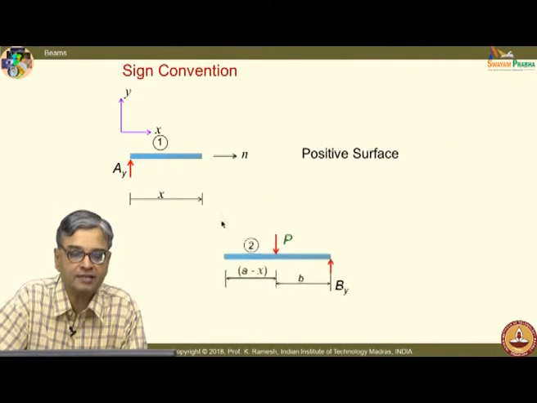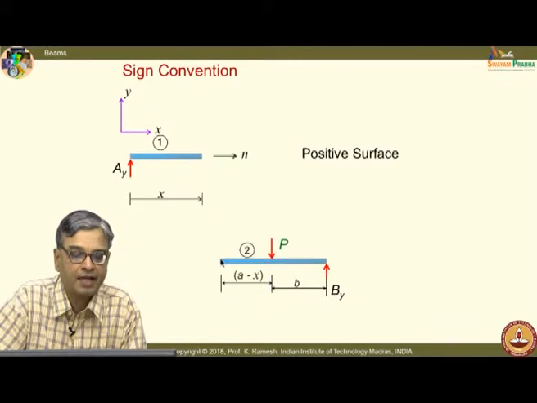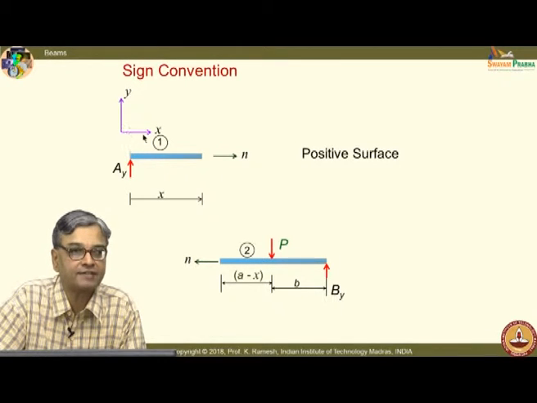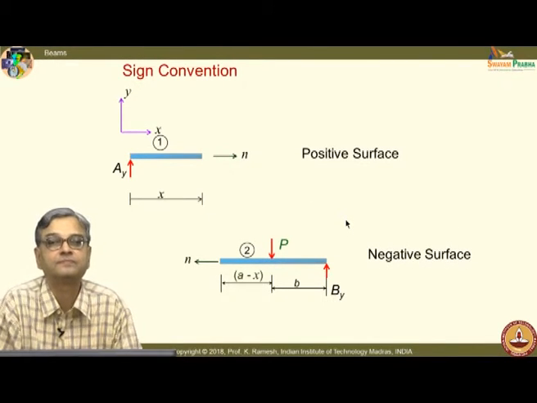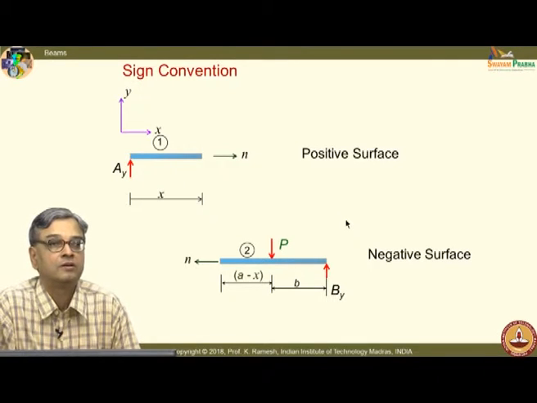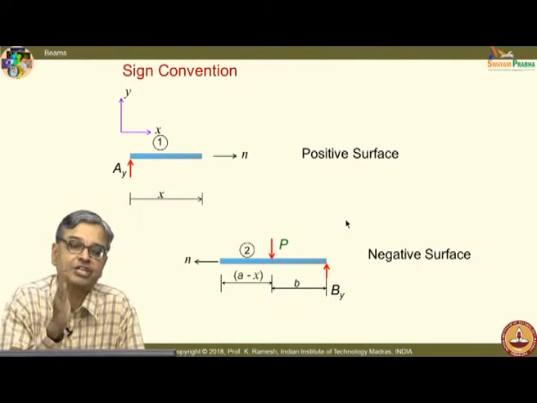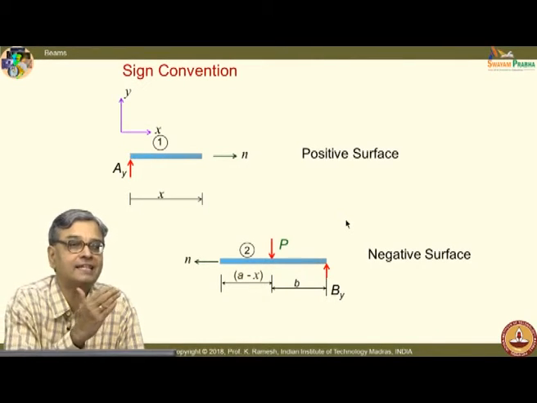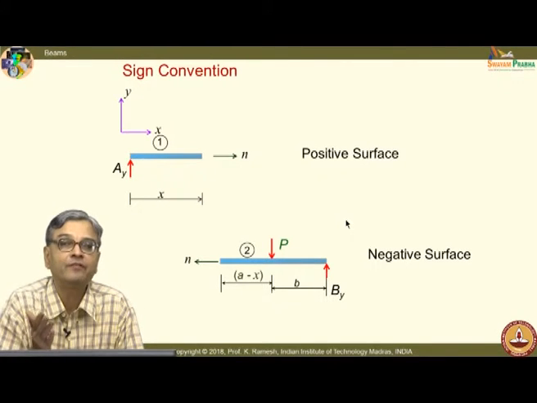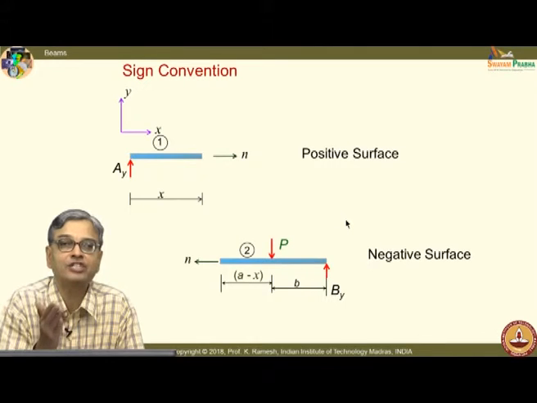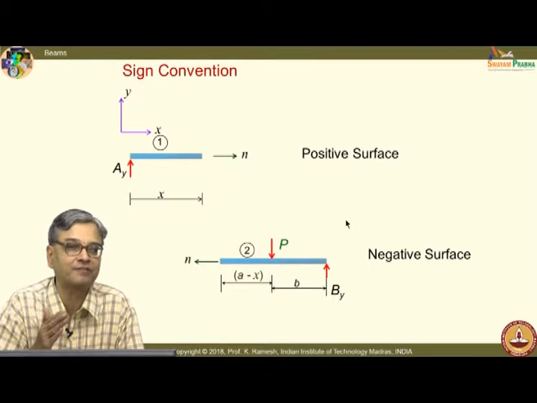If I look at this portion of the beam and put the outward normal, I can recognize that this is in the negative direction of the coordinate axis. So, I will call this a negative surface. While solving a real life problem, you may choose a section of your choice to analyze, either the left portion or the right portion. When you analyze the left portion, you are essentially handling a positive surface. When you are analyzing the right portion, you are essentially handling a negative surface.